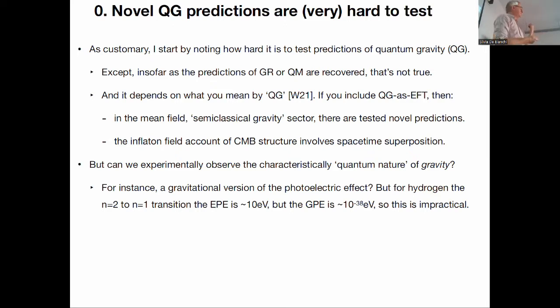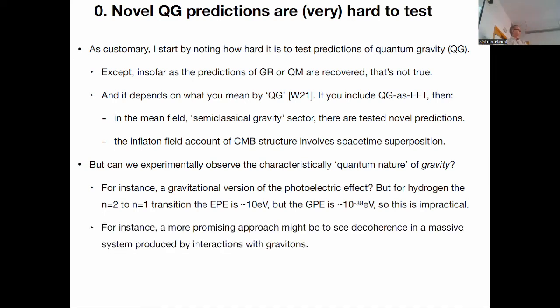So that might be something you could think about measuring. But again, this would be a very hard experiment to do. I mean, the experiments I'm going to talk about are going to be very hard. This is a long way off in technology, maybe not unreachable, but that's one way one might see it.